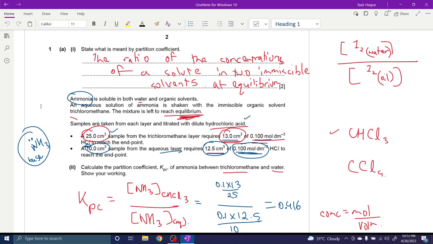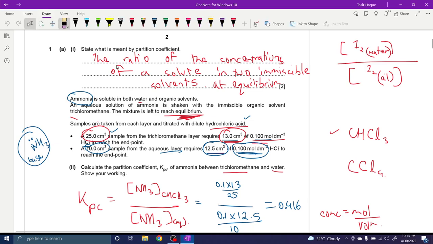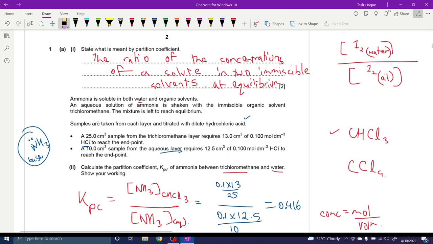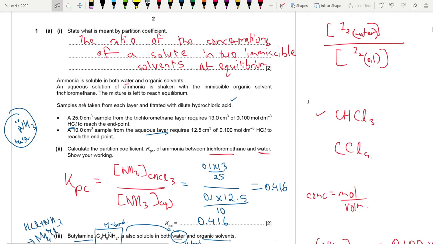An aqueous solution of ammonia is shaken with the immiscible organic solvent trichloromethane. The mixture is left to reach equilibrium. Samples are taken from each layer and titrated with dilute HCl. A 25 cm cube sample from the trichloromethane layer requires 13 cm cube of 0.1 mol per dm cube HCl, and a 10 cm cube sample from the aqueous layer requires 12.5.